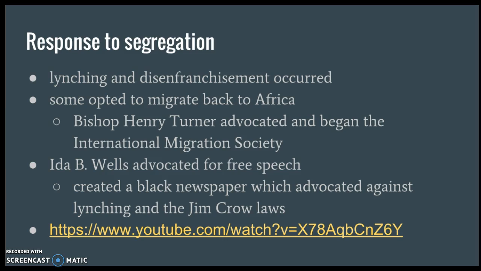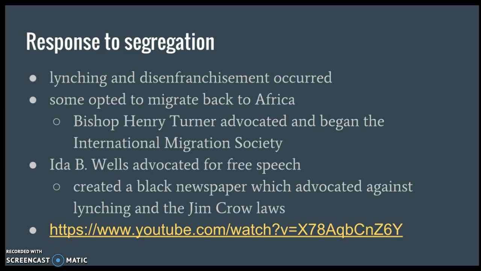There was also a large response to segregation, as you can imagine. There was lynching that occurred, as well as disenfranchisement, which means that they could not vote. Some saw the opportunity to flee the country, and did. Some chose to go to Africa. Bishop Henry Turner was a huge advocate for it, and he started the International Migration Society, which assisted in traveling to Africa.